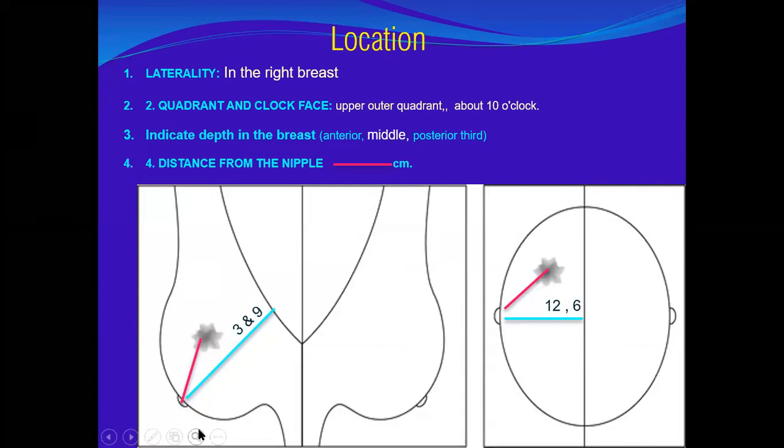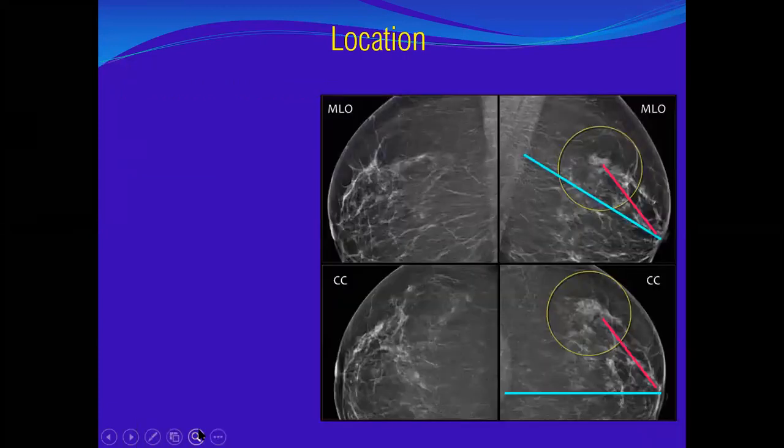Middle. This is the distance, the red arrow or the red line representing the distance from the nipple. These are the locations, just to show the locations of the lesions. Describe for me this one. Another, you or another one? Another. No problem, I can proceed.